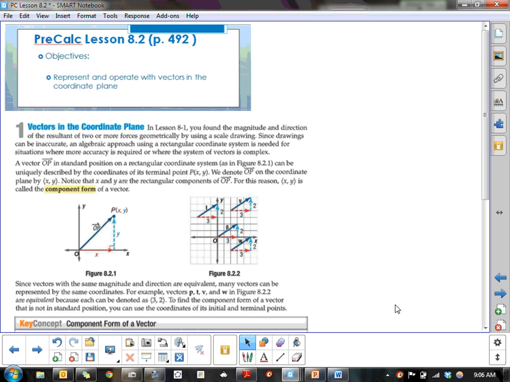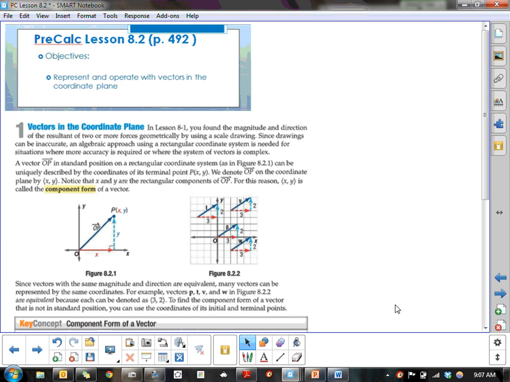It has rectangular coordinates as well, and they can be uniquely described by the coordinates of its terminal point x, y. So if we put a vector in standard position and we rotate it, isn't the terminal point, point P, at a specific point in our coordinate plane? Yeah, it's an x and a y coordinate. And how far to the right would we go? X units. How far up would we go? Y units. So therefore we could say the tip of this is at the ordered pair x, y. Now are all vectors going to be in standard position? No, so we're going to want some ways to treat that.